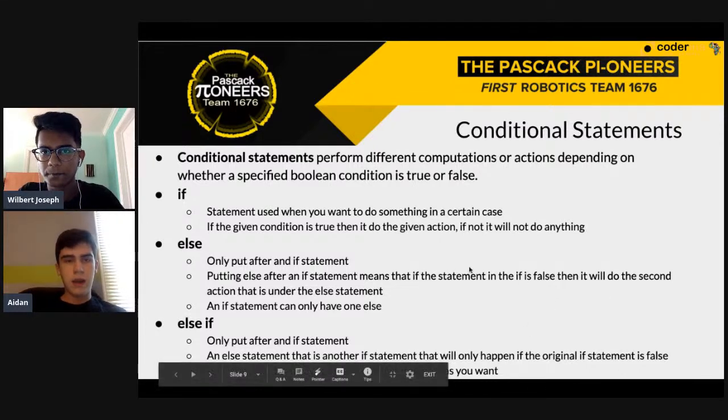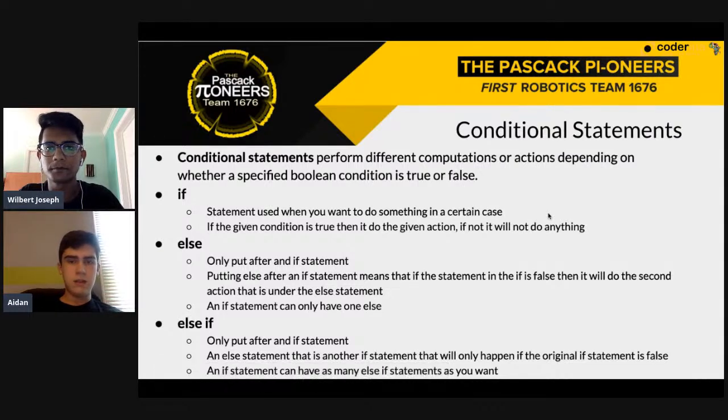An else statement is put after an if statement. And if it's put after that, if the statement is false, it'll do the else statement instead of doing what's in the if statement if it was true. The else if statement is to add other conditions. So like if this one condition doesn't work, you can move on to another condition and then another, and then you could have an else to cover all the other conditions.